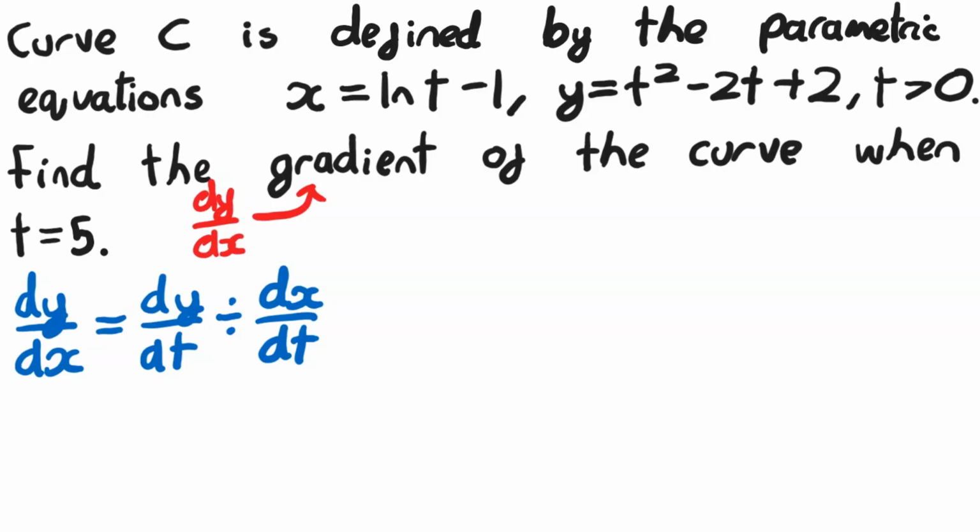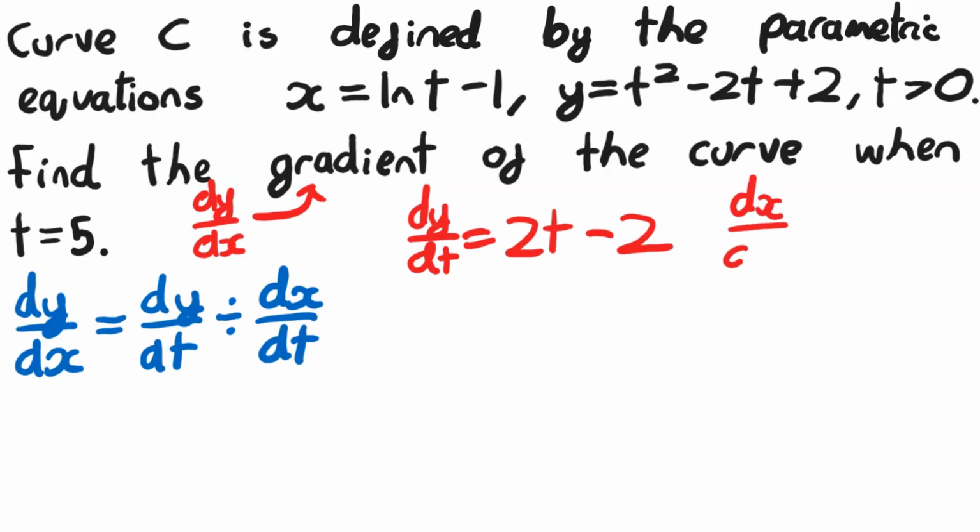So we're going to use the same method as before. So dy over dx is equal to dy over dt divided by dx over dt. If we start with finding dy over dt, we're going to differentiate this parametric equation here. If we differentiate t squared, this is going to be 2t, and if you differentiate minus 2t, this is going to be minus 2, and if you differentiate plus 2, as it's just a constant, it goes away. So dy over dt is equal to 2t minus 2.